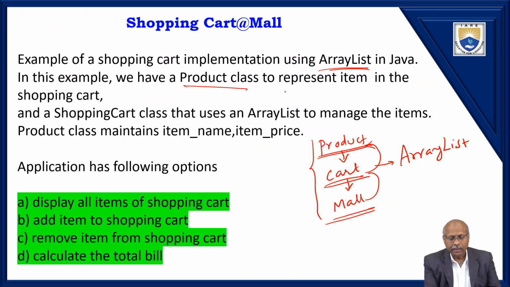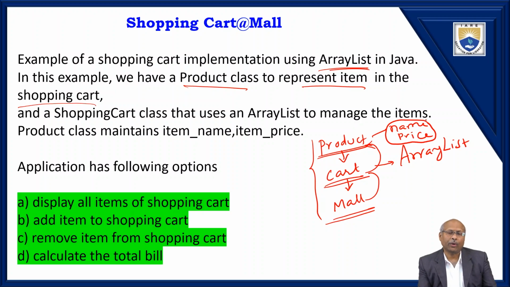We have a product class to represent the item in the shopping cart, because every shopping cart generally carries products, and for every product there is a name as well as a price. Name and price both are related to a product. So I can keep a separate class to represent a product. That product I will keep inside a cart. So the cart will be carrying many products. To carry many products, I need a special concept called ArrayList, because ArrayList is also a collection of a similar kind of data.